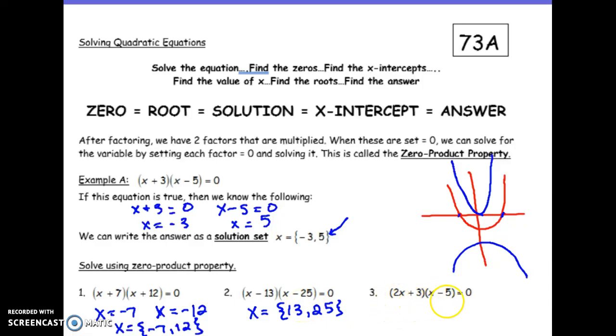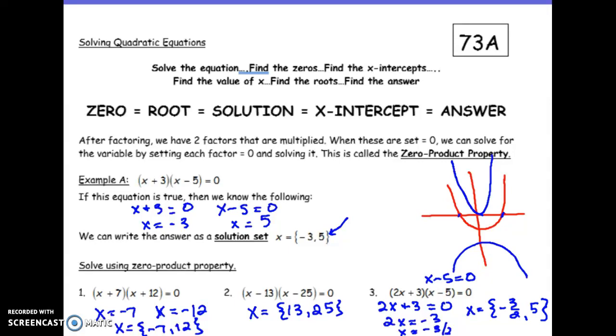Number 3, 2x plus 3, if we set that equal to 0, our 2x is going to be equal to negative 3, and then we divide by 2, and our x is equal to negative 3 halves. So our first solution, our x is equal to negative 3 halves, and then for the second one, if we have x minus 5, then x minus 5 is equal to 0, so our x would just be equal to 5. So we would have our two solutions there.